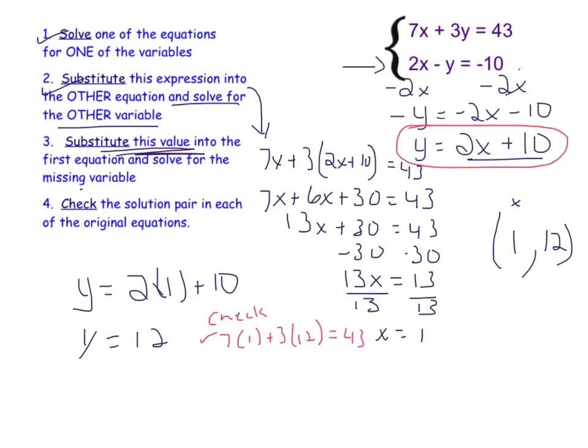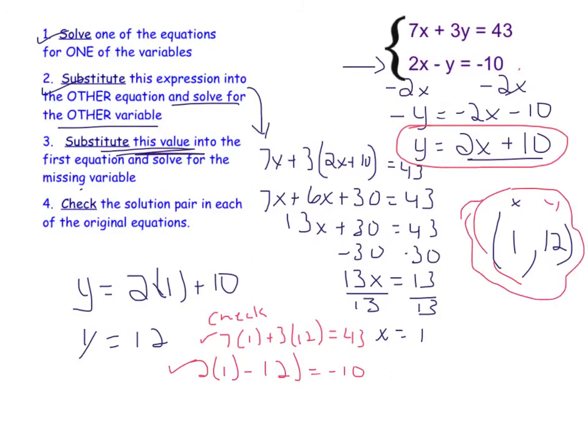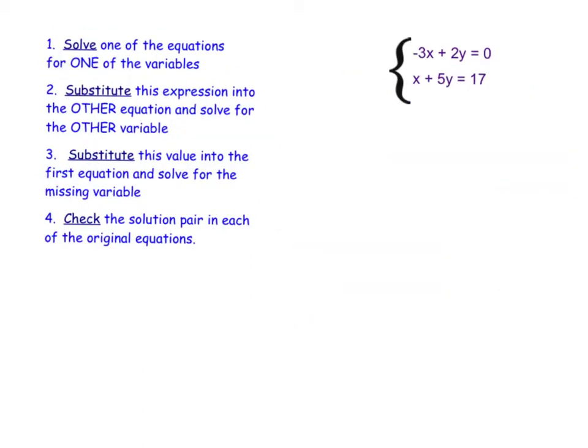And so I'll check it in the second equation. 2 times 1 minus 12 is a negative 10. So both check out, so I know this is my solution. Because it was not an application problem, the solution is going to be that whole ordered pair. All right, let's try one more example. Let's try to fit in one more example for those of you that need it.